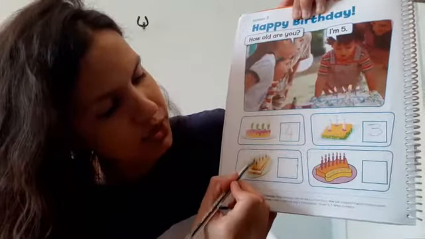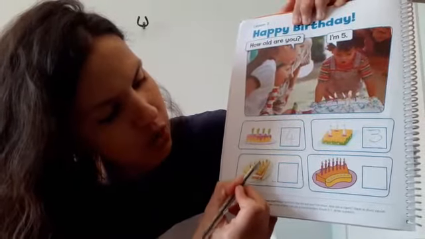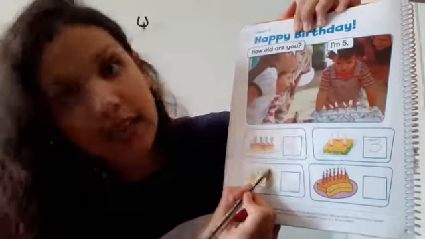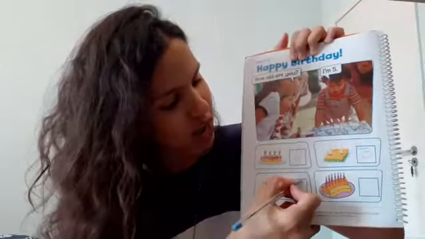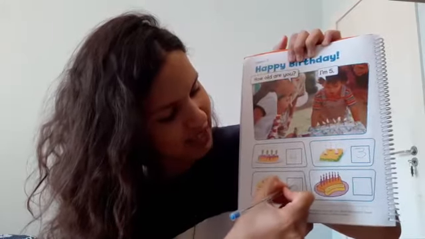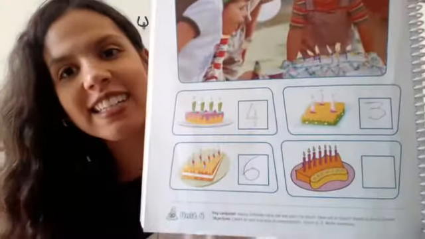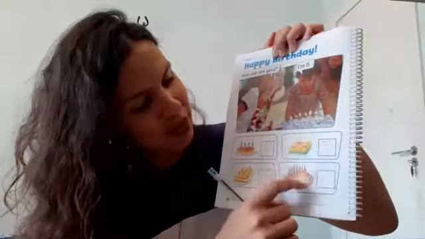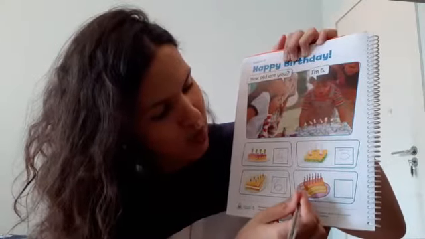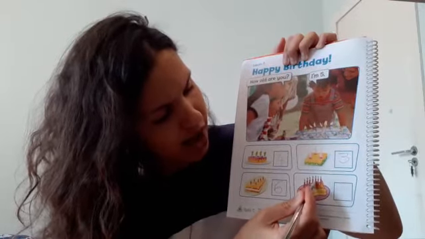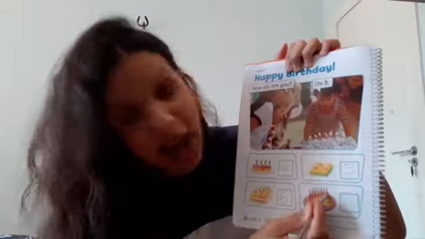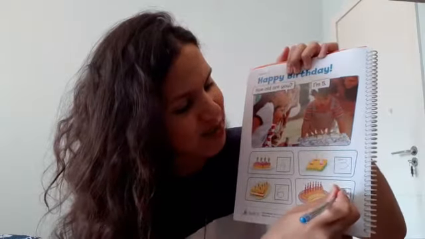This one, let's count. 1, 2, 3, 4, 5, 6. Okay, I am 6. Look, 6. What about this one? 1, 2, 3, 4, 5, 6, 7. I am 7. Very good.